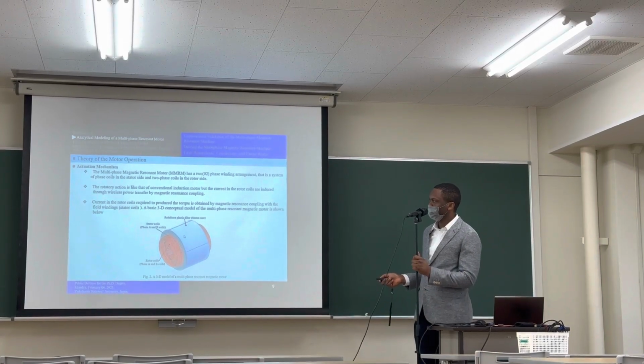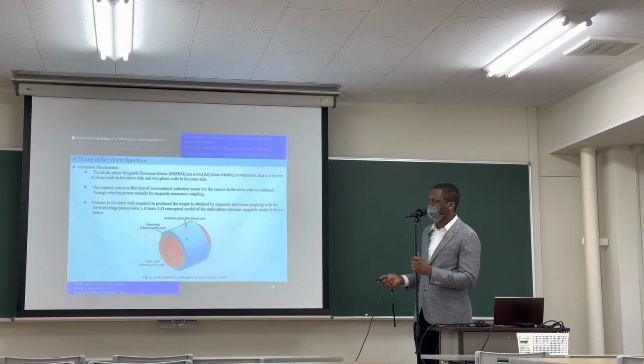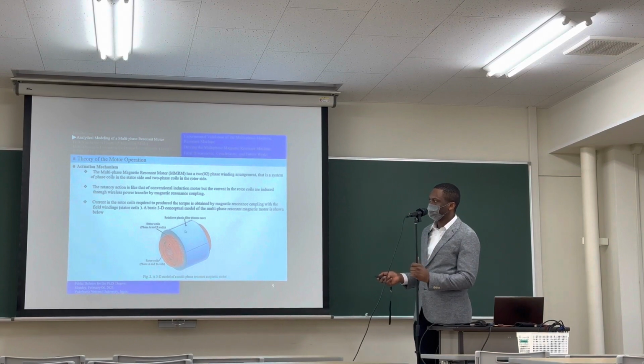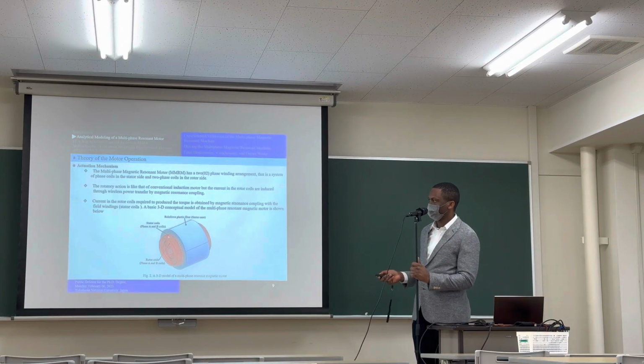In a conventional entry motor, you have an iron core here. But for this machine, we are replacing this iron core with a reinforced plastic fiber. And then we are going to have two phase coils. We call it phase coil A and phase coil B. And then we'll have the same thing on the rotor side.